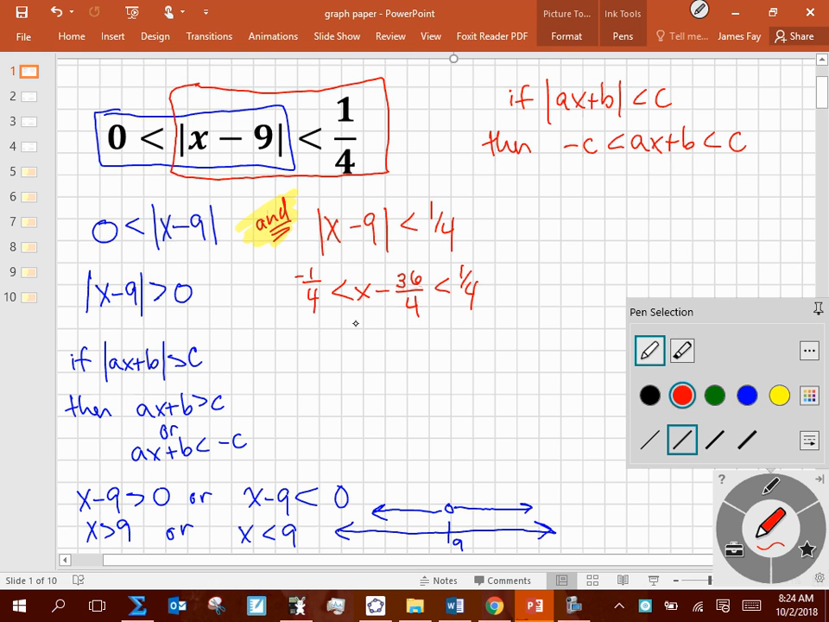Now what can I do to all three parts? Can I isolate my x, right? Can I add 36 fourths to everything? Okay, so it's going to give me 35 fourths is less than x is less than 37 fourths.